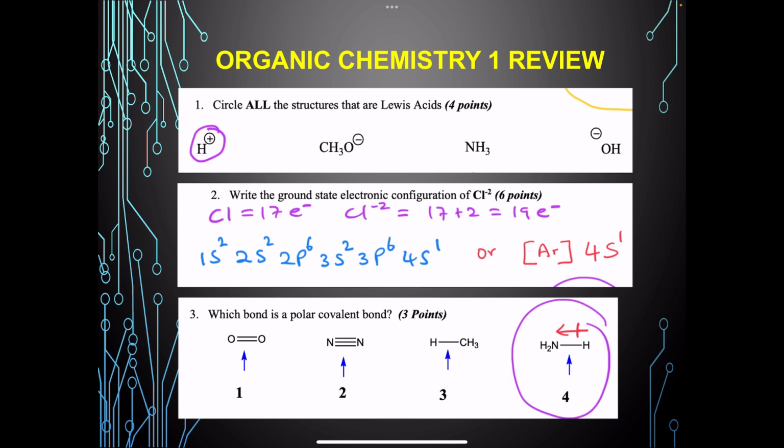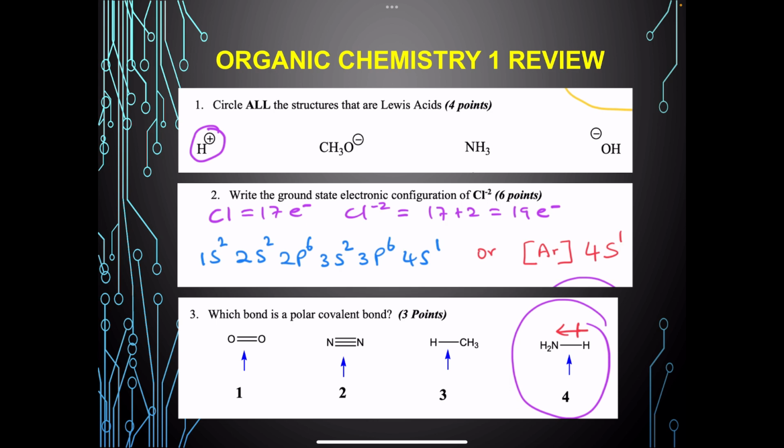Number 3, we have a hydrogen-carbon bond. If you look at the periodic table, hydrogen is on the left, while carbon is on the right. So as you go to the right, the electronegativity value increases. But the difference in electronegativity between hydrogen and carbon is below or equal to 0.4. Anytime you have a difference in electronegativity value being 0.4 or lower, then that's considered a non-polar covalent bond. So number 3 is a non-polar covalent bond.